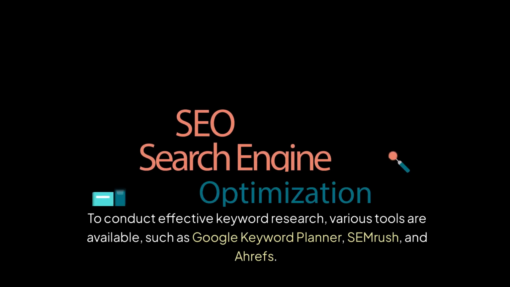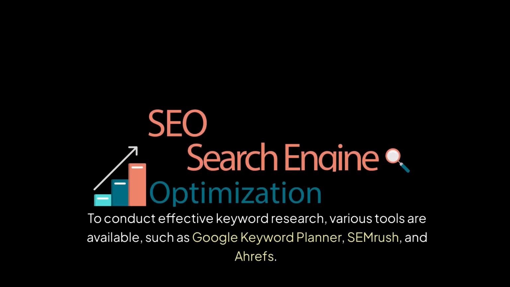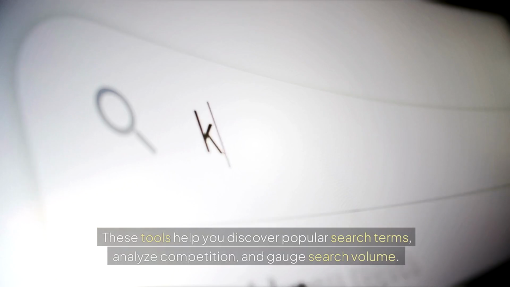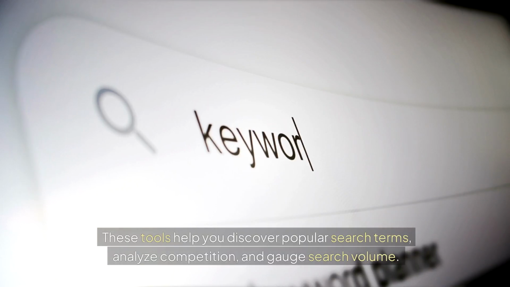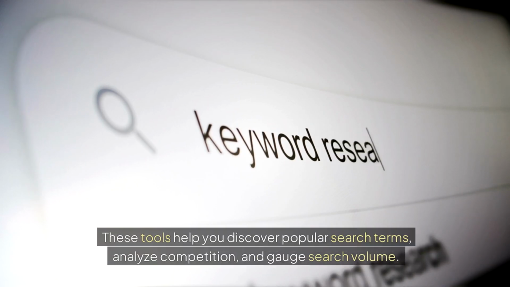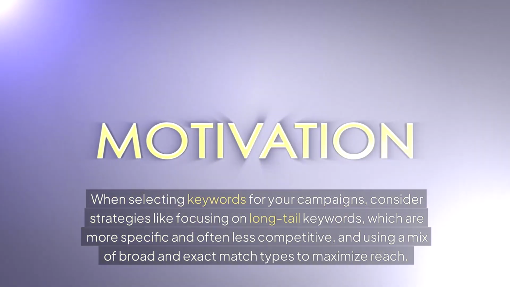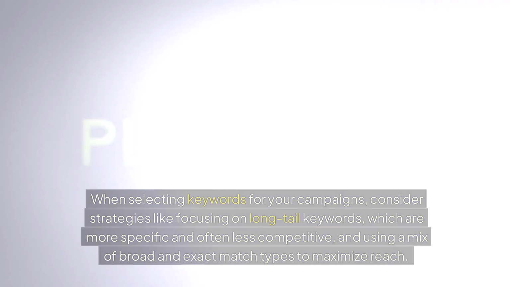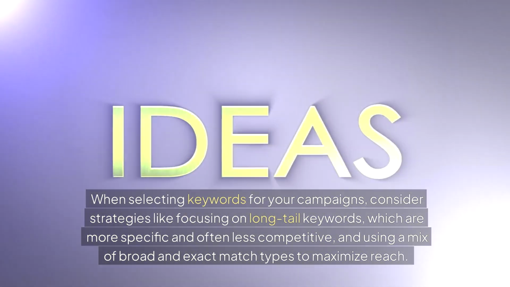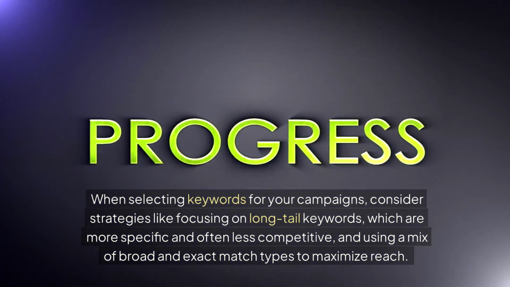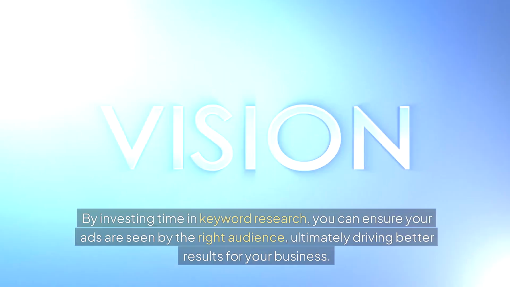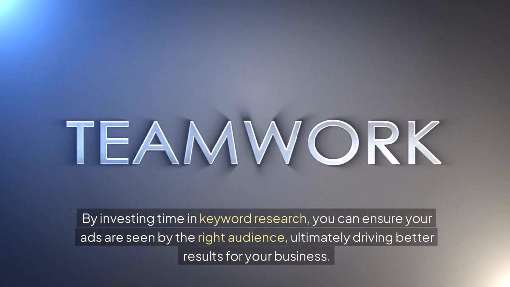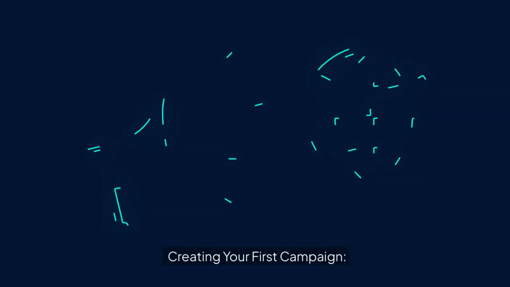To conduct effective keyword research, various tools are available, such as Google Keyword Planner, SEMrush, and Ahrefs. These tools help you discover popular search terms, analyze competition, and gauge search volume. When selecting keywords for your campaigns, consider strategies like focusing on long-tail keywords, which are more specific and often less competitive, and using a mix of broad and exact match types to maximize reach. By investing time in keyword research, you can ensure your ads are seen by the right audience, ultimately driving better results for your business.